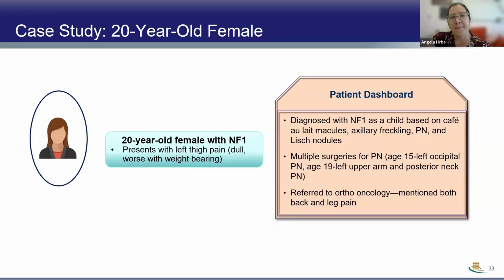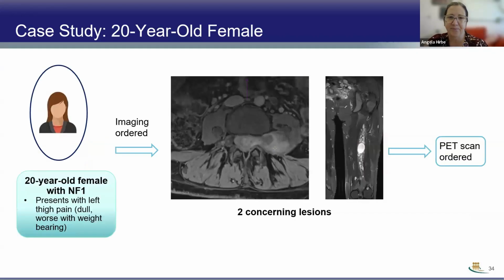So we'll move on to another case. This is a 20-year-old female with NF1 who had presented with left thigh pain, kind of dull, worse with weight bearing. She was diagnosed with NF1 as a child based on cafe au lait macules, axillary freckling, plexiforms, and Lisch nodules. She'd had multiple surgeries for plexiform neurofibroma. And she ultimately was referred to ortho-oncology and mentioned very significant back and leg pain. And so that led to imaging, which showed two concerning lesions.